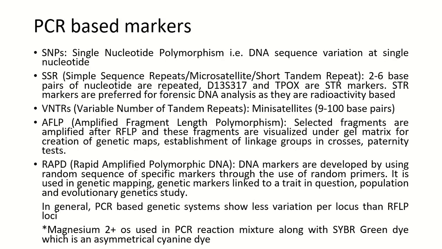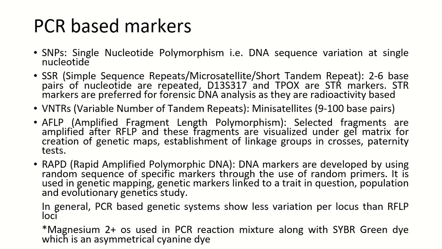Now, what are PCR based markers? SNP, single nucleotide polymorphism, in which a DNA sequence variation at a single nucleotide is observed. SSR are simple sequence repeats, or microsatellites, or short tandem repeats. In these, 2 to 6 base pairs of nucleotides are repeated, and D13S317 and TPOX are STR markers. STR markers are preferred for forensic DNA analysis as they are not radioactivity based.